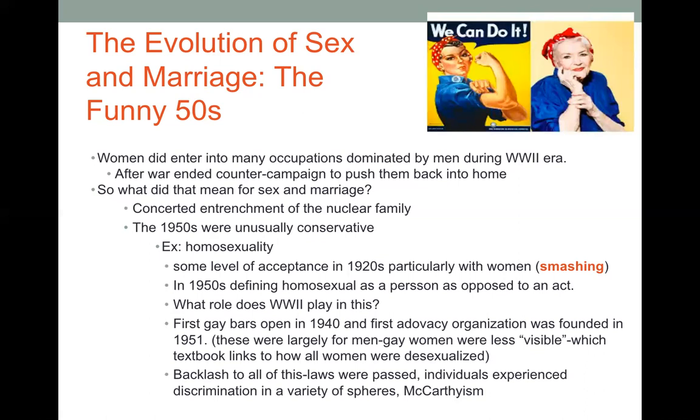So one way in which the 50s were unusually conservative, let's look at how homosexuality was treated during this time. Not that at any time period in history in America there's been a high level of acceptance and tolerance of homosexuality and same-sex relations, but there was some level of acceptance in the 1920s. And they note particularly with women there was this well-known concept of smashing, where it was considered perfectly acceptable for women to have these crushes and these kind of intense, intimate friendships with other women. And although, your book notes, it wasn't explicitly discussed, to what extent some of these super intimate friendships were also sexually intimate, certainly there is correspondence and media that suggests there was some awareness that for some of these friendships, sexual intimacy was a part of them.